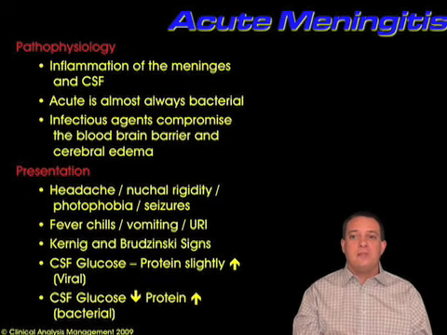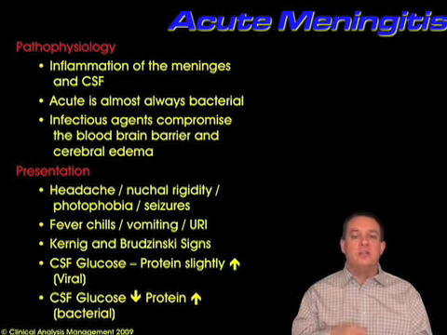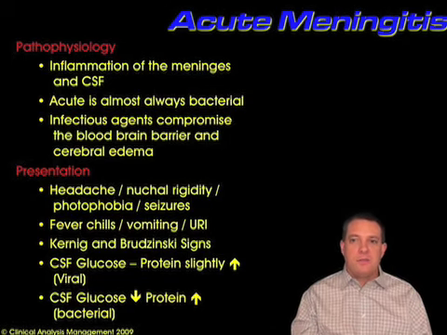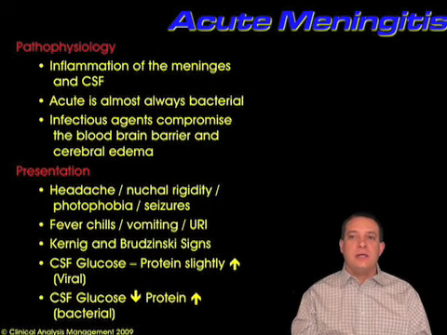Those are Kernig and Brudzinski signs, and those are classic of meningeal irritation. Now, when we are looking at acute meningitis, remember we said the first thing we need to do is assure that this is not an epidural bleed, or excuse me, a subarachnoid bleed. We want to make sure of that first, and the way we do that is we scan their head to make sure they don't have a subarachnoid bleed. If they don't, then the way we diagnose meningitis is we actually do a spinal tap.